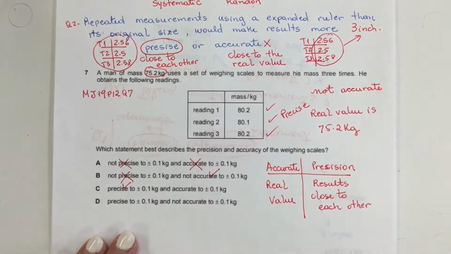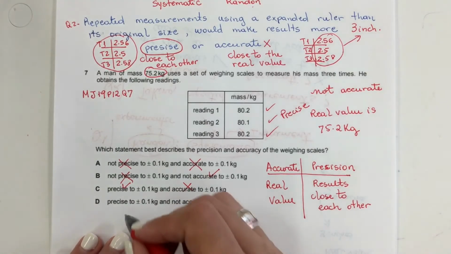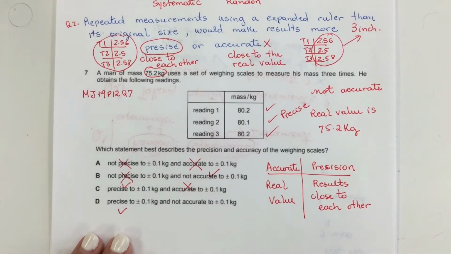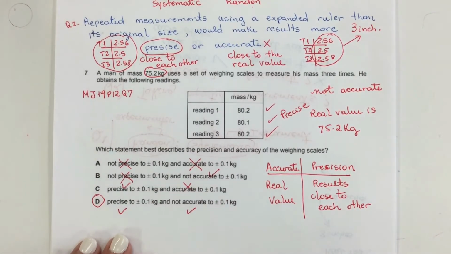Precise, correct. Inaccurate, no. Is precise, yes. Not accurate, correct. So your best answer is D.